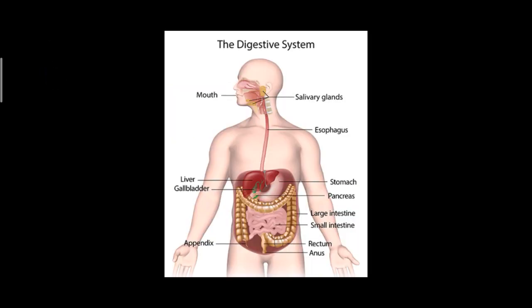So once again we can discuss the digestive system. Digestive system consists of two parts. First part is the human alimentary canal. Another name is digestive tract. And the second part is the digestive gland. The parts of alimentary canal and the digestive gland we have already discussed. You need to draw this digestive system in your notebook. Neatly you need to draw and label the alimentary canal and digestive gland in the diagram.